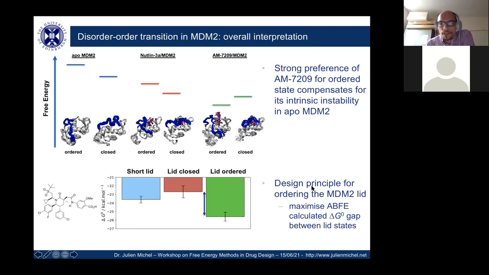It gives us a design strategy. We can aim, for instance, to maximize the gap between the calculated free energy of binding between different lid states if the goal is to find compounds that can order the MDM2 lid.